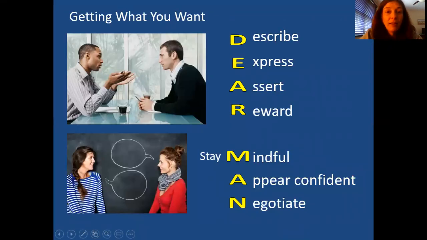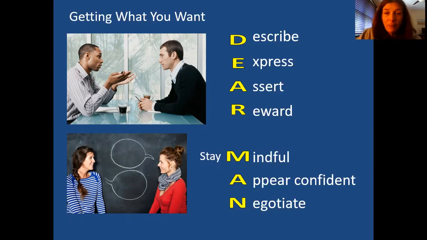All right, so the getting what you want skill is represented by the acronym DEAR MAN. This is a great skill if you have a slightly more lengthy request that you need to make. Maybe you need some explanation as part of it, or you need to make your case and give some evidence as to why you should get what you're requesting. For example, asking for a raise, asking for more privileges at the hospital, maybe asking your parent for a favor, something to that effect, right?